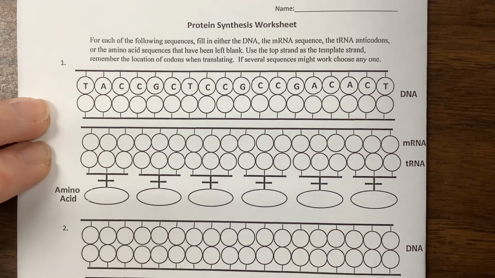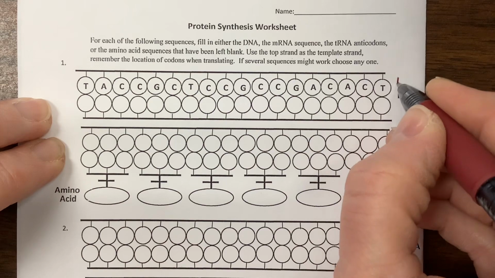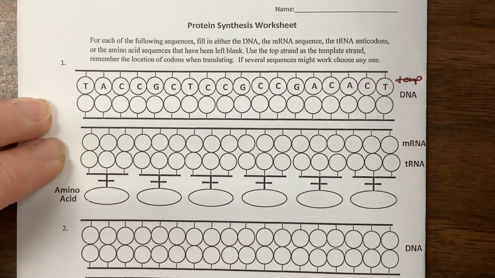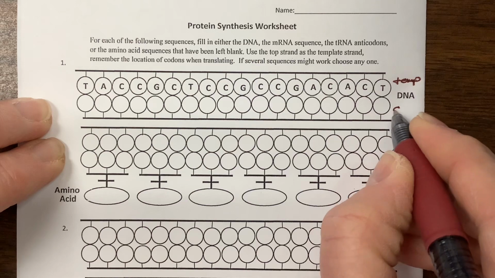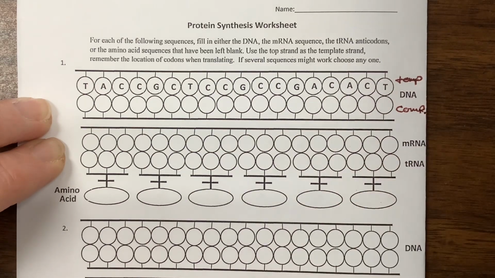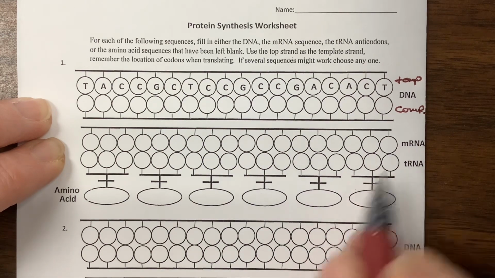So what you'll do first is you'll label your DNA template strand. So this is our template strand right here, and I'm just going to write temp on there, okay? Just to help me remember that that's the one that helps determine what the DNA complementary strand is. So I'm going to put comp right there for complementary. And then it also helps determine what my mRNA strand is, okay?